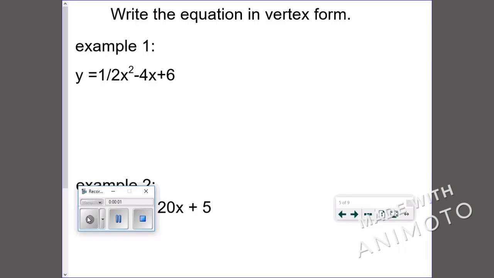Okay, here we have a task again of writing the equation in vertex form. However, instead of giving points on the parabola, we're given the equation in standard form. So again, what do you need to write an equation in vertex form? We need an A value and we need an HK value. So we need an A and we need a vertex.